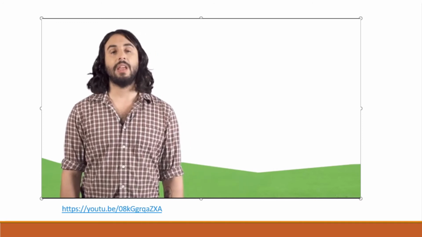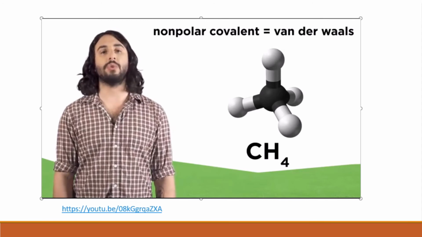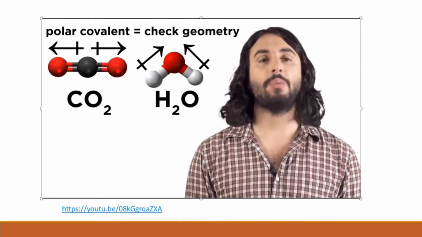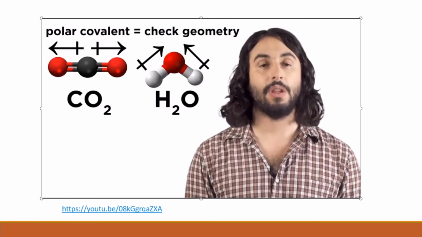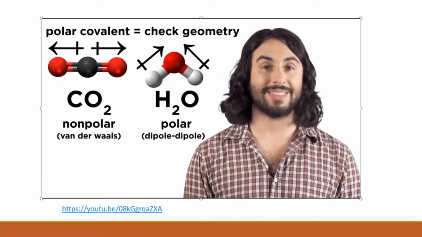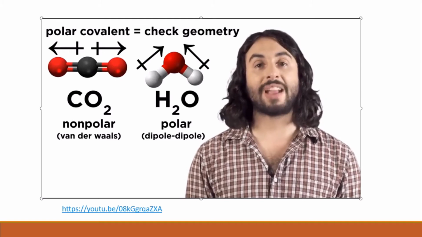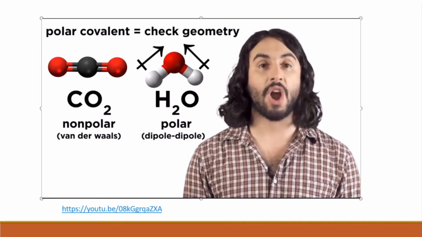We need to be able to look at a molecule and decide what kind of interactions it will make. If it is a covalent compound with non-polar bonds, it can only do van der Waals. If it is a covalent compound with polar bonds, then we must look at the geometry to see if there is an overall dipole. For example, water has a dipole, but carbon dioxide does not, because even though carbon-oxygen bonds are polar, the direction of these polar bonds causes them to cancel each other out, and the molecule is non-polar overall.